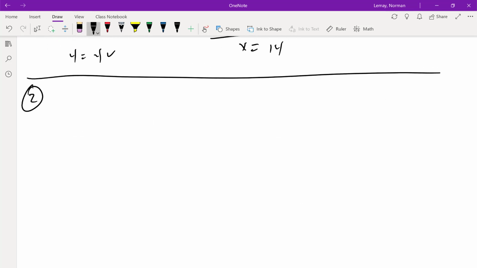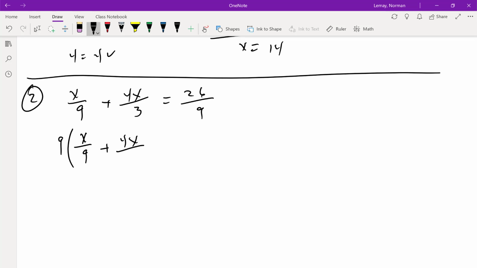Okay, let's take a look at another example here. We got x over 9 plus 4x over 3 equals 26 over 9. So again, we just take a look at these denominators, and I'm hoping that you can easily see at this point in time that we have a common denominator of 9. So let's go ahead and multiply both sides by 9. So we get x over 9 plus, I'm sorry, 4x over 3 equals 26 over 9 times 9.